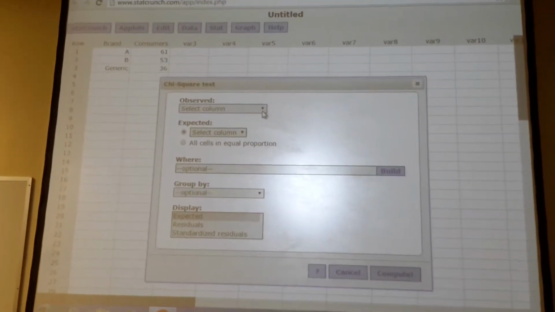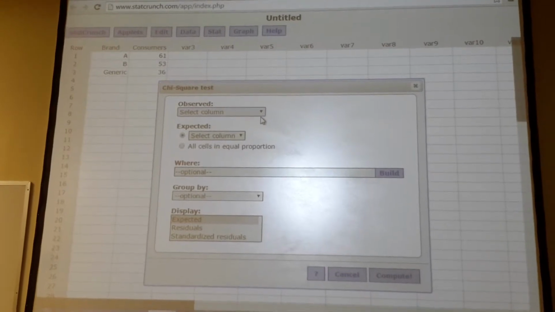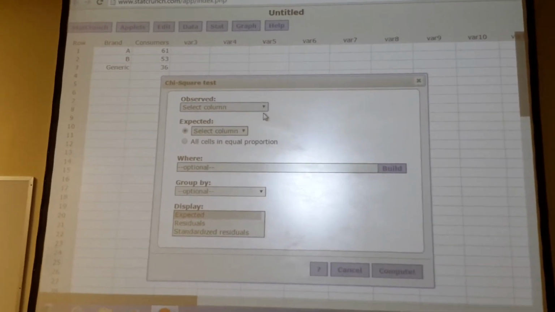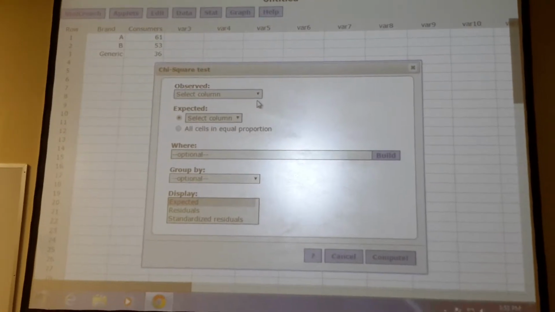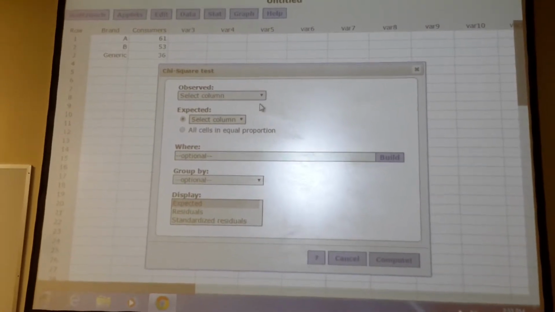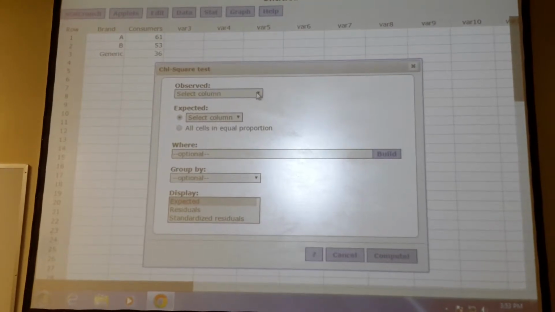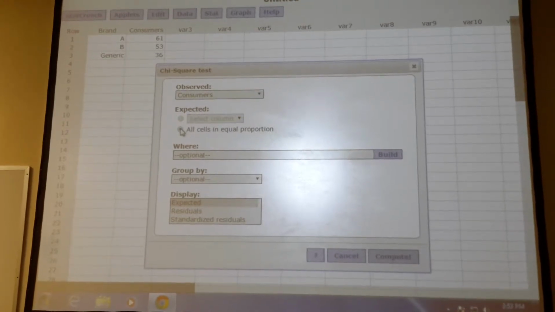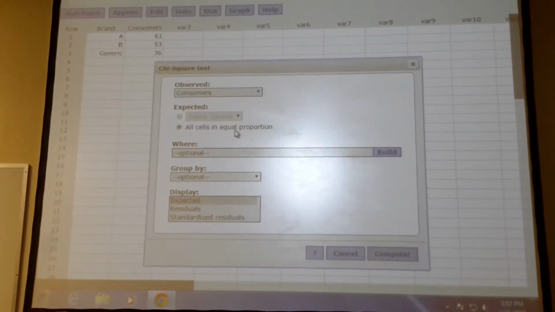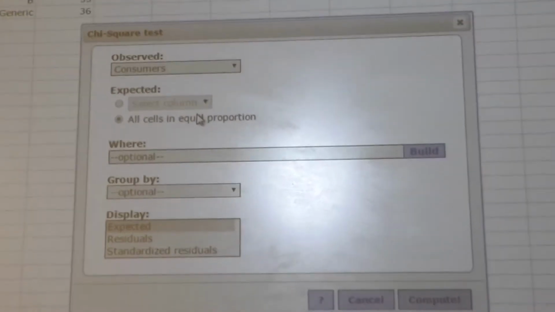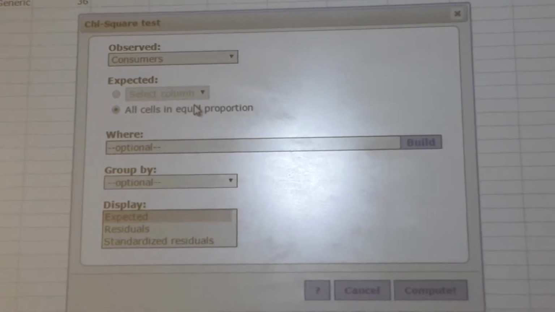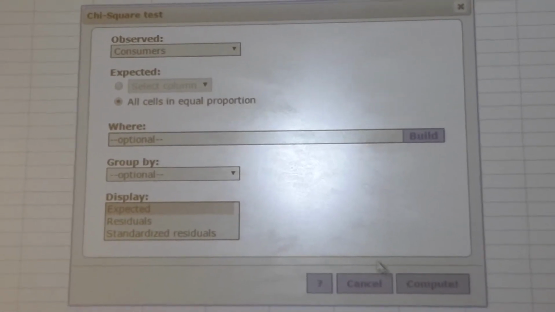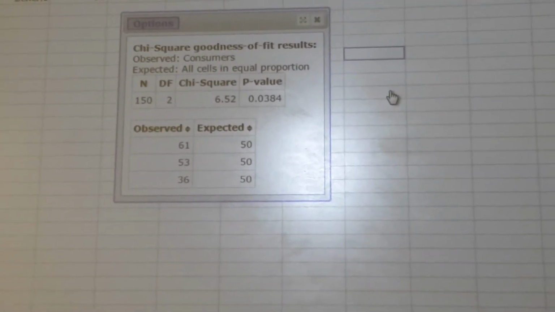Our observed values, one of the things that the chi-square test does is it compares the observed values from a sample to what would be expected under certain circumstances or given circumstances. Our observations here are in the consumers column, and our expectations would be that all of them would be equal. We want to see if there's a difference, if there's any kind of brand preference at all, so our expectations are that they were equal, because if there's no preference, we'd expect 50 in each cell. That's all we have to do. We hit compute, and we get our results.